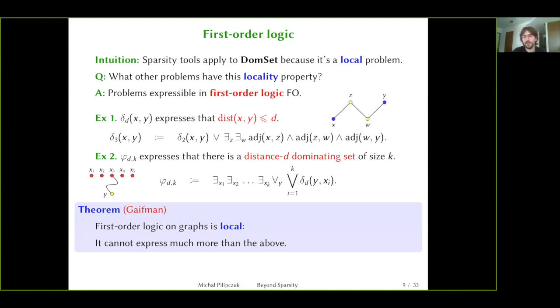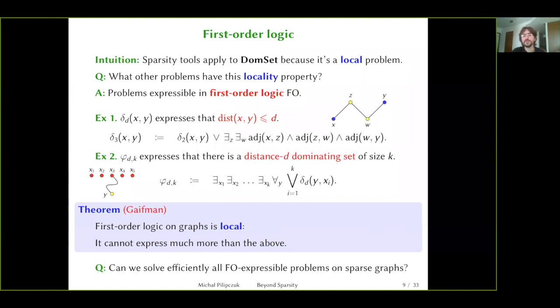Morally, the theorem of Gaifman tells you that first order logic is local, in the sense that it cannot do much more than essentially say that two vertices are close or far from each other. I will not give the formal statement of this result, but this is the gist, right?